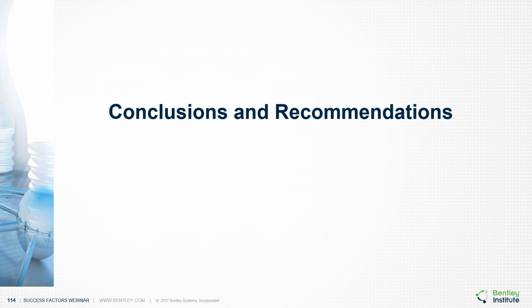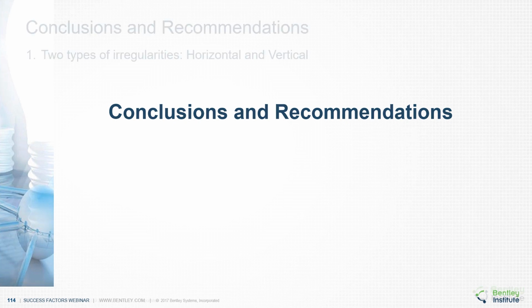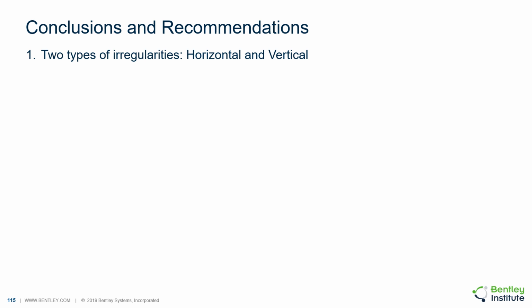Recognition of irregularities and their impact on structural behavior is crucial to the safe and appropriate design of the structure. Proper application of building code requirements depends on the proper determination of these conditions. As we have discussed, there are two types of irregularities specifically identified in the code: horizontal and vertical.